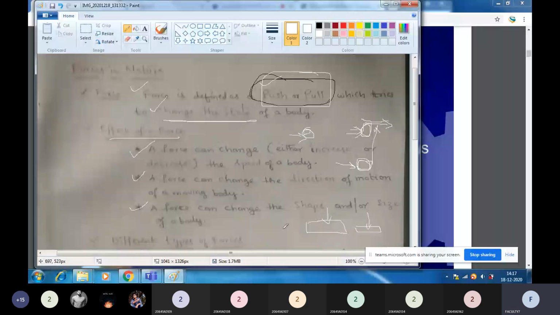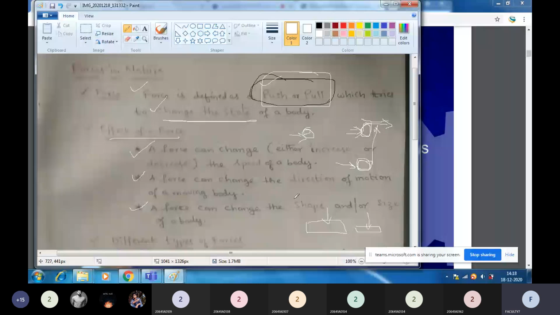So what are the 3 important effects that can be covered under force? The first point is a force can change the speed of a body. Either you can increase or decrease that particular speed depending on the amount of the force. The second point is you can change the direction of the motion of a moving body. The third important point is that you can change the shape and or size.